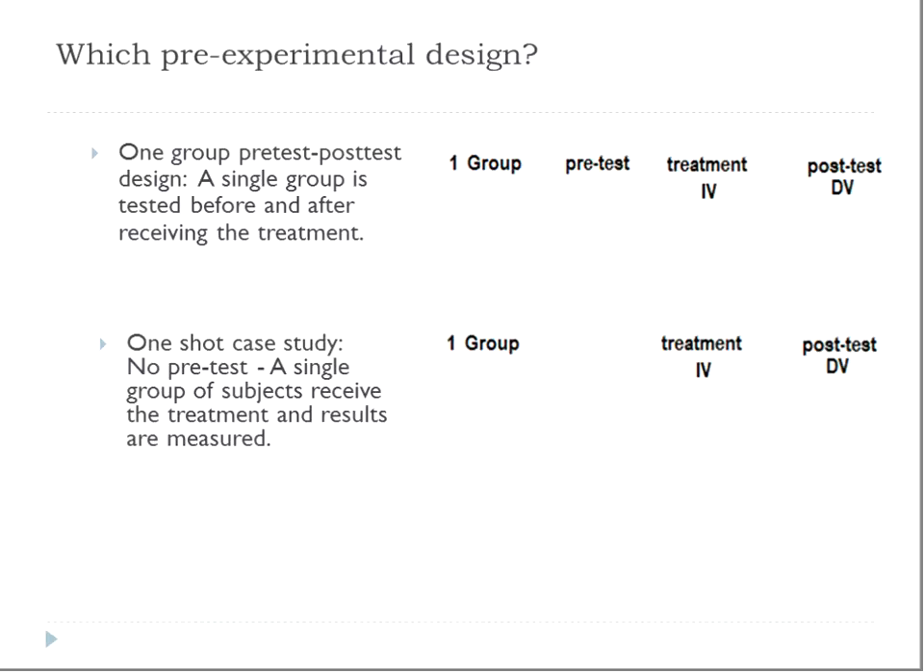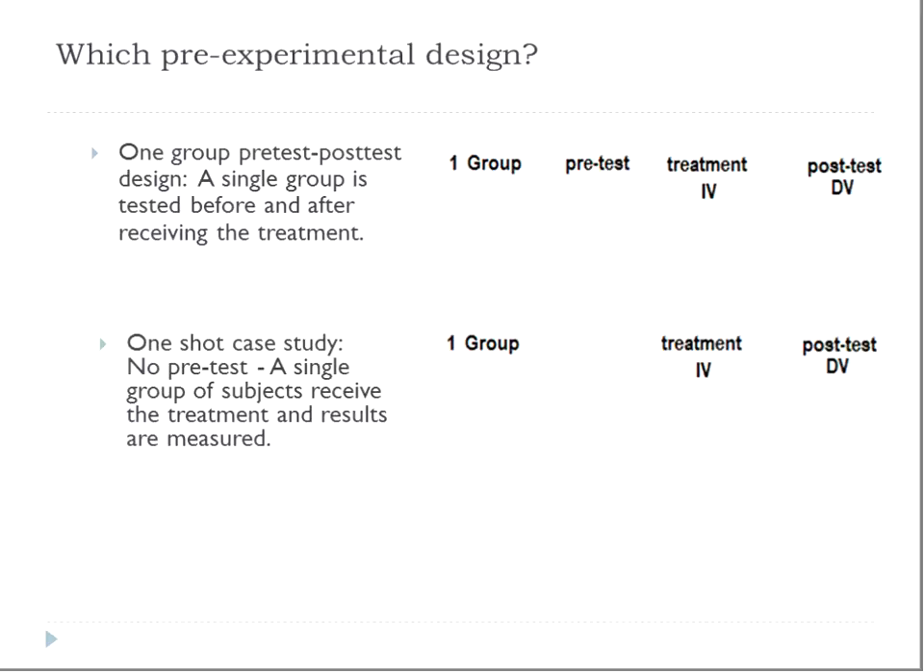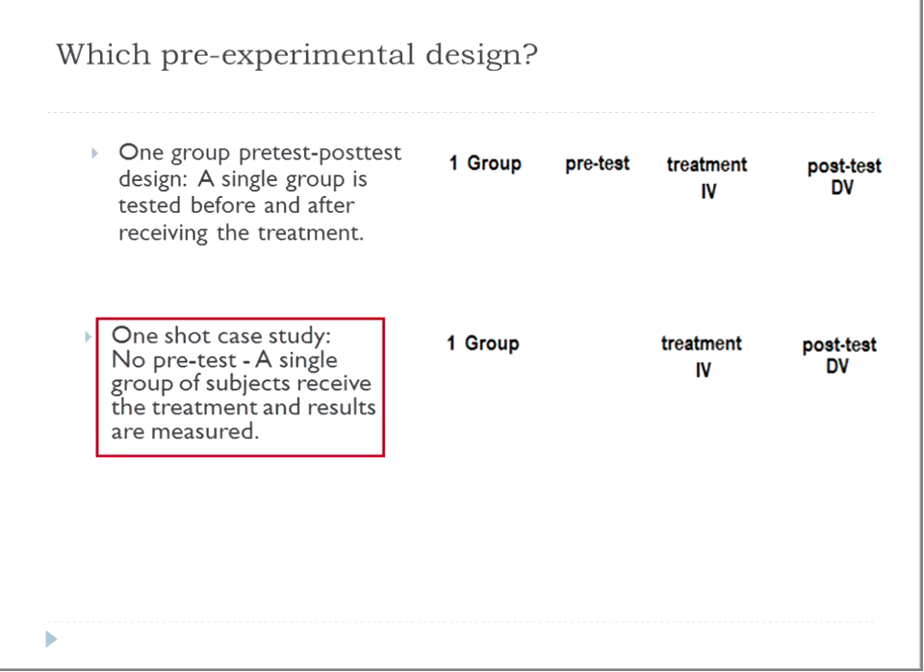But the question is, what were DiMartino and Zoe doing with their database training as their IV, their scores as their DV, and their ratings as their DV? You know, which one of these pre-experimental designs best describes that particular study? Just think about it a minute.